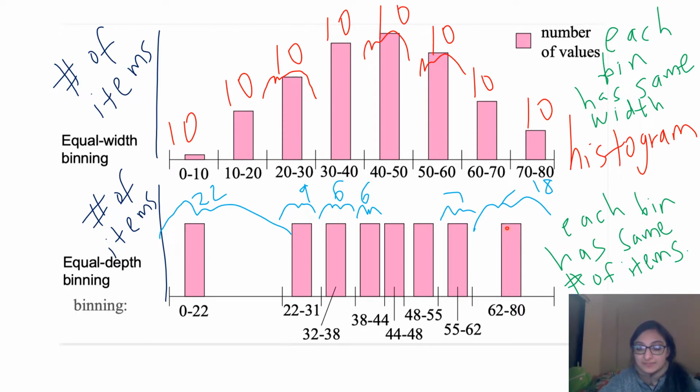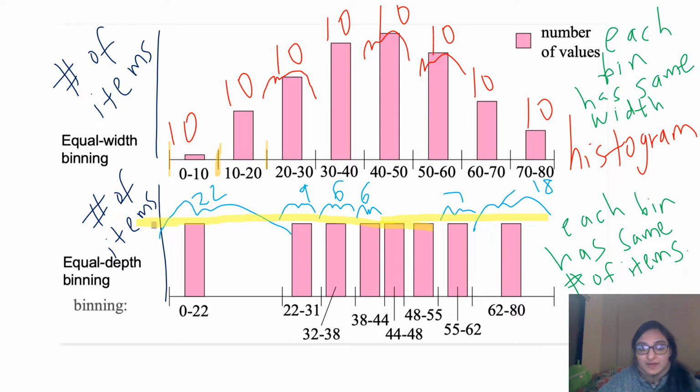This is what matters. Ultimately, we're caring about the height. We want the height to be the same, so they should all be the same height. But for equal width binning, what we care about is the width being the same.